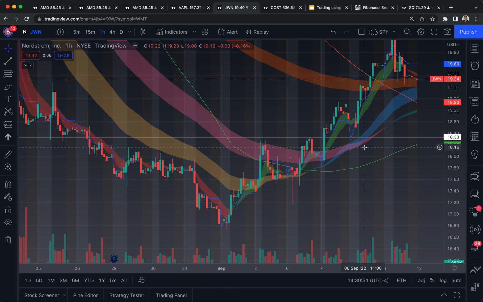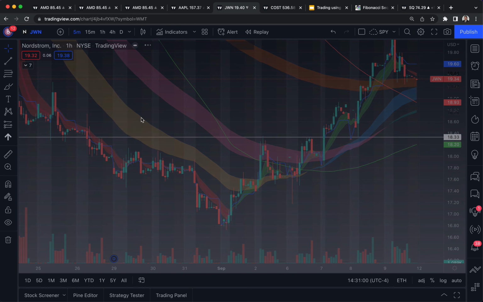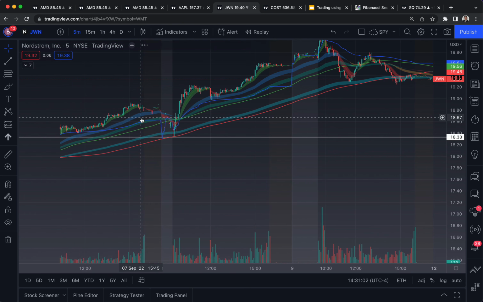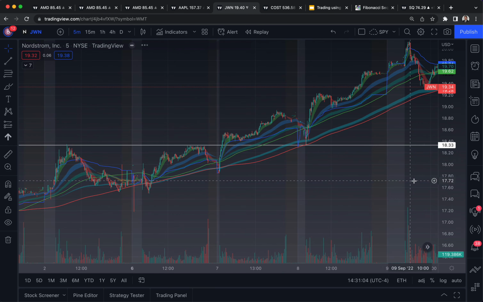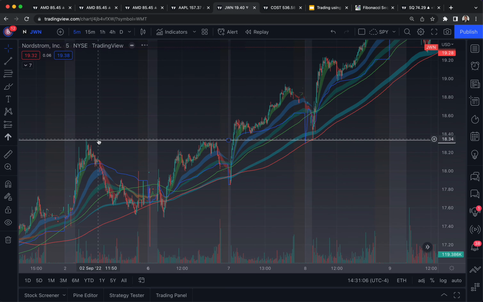We even held it here, right? Literally perfectly off this 50 EMA, right? Or 34 EMA here, off this 18.3. Going into the 5-minute time frame, this was the trade that I actually had taken. I saw that we rejected off of it very aggressively here on September 2nd. We also held below it on the 6th.